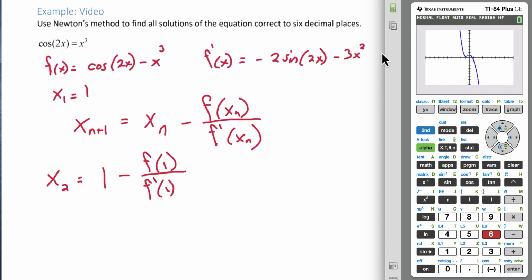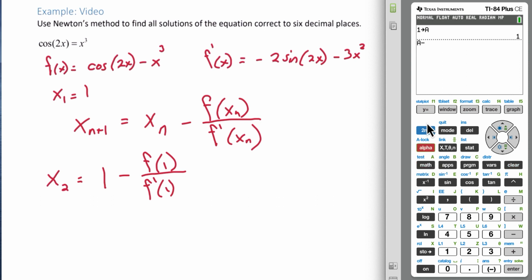Since we're looking for 6 decimal places of accuracy, let's go to the home screen on the calculator, and we're going to store our starting value 1 in a letter. You can put it in any letter you want. I'm going to store 1 in alpha A and hit enter. So now we have that 1 is stored in the letter A.